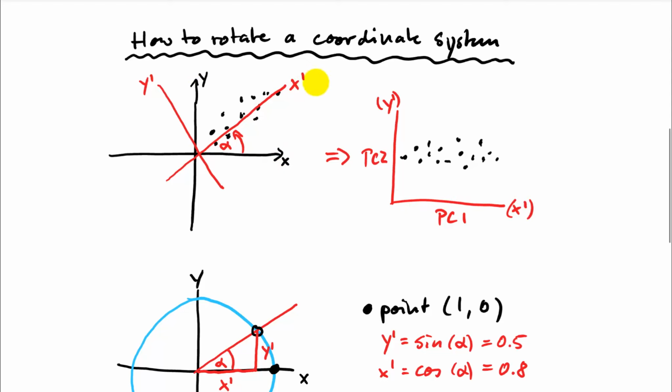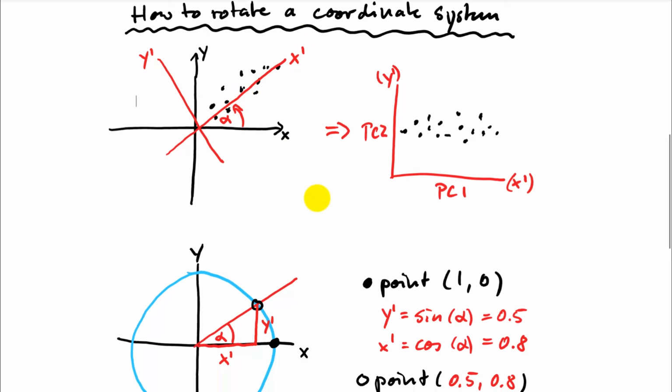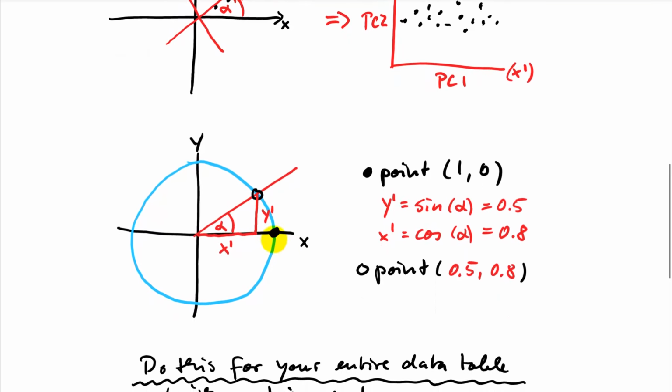So that would be my x dash, and then I'm free to rotate the data set around the principal component 1 so that more variance is explained by PC2. But let's just stick with the first rotation here. So I want to rotate my entire coordinate system so that my x-axis is located this way. And so you do this with trigonometry.